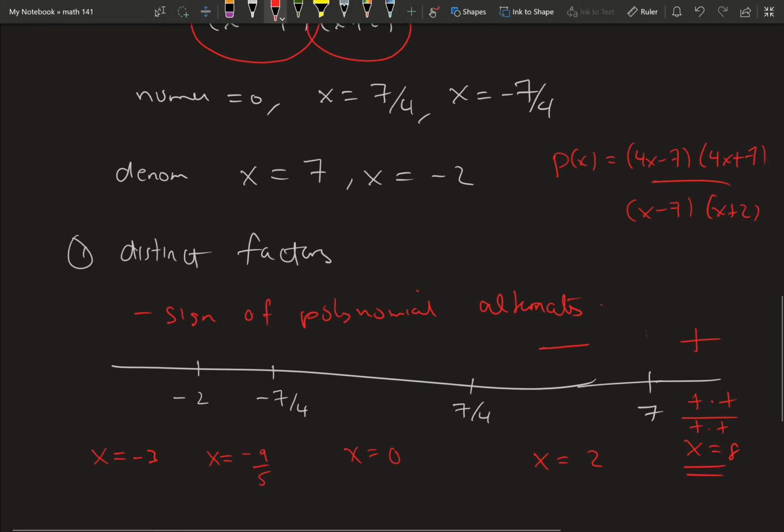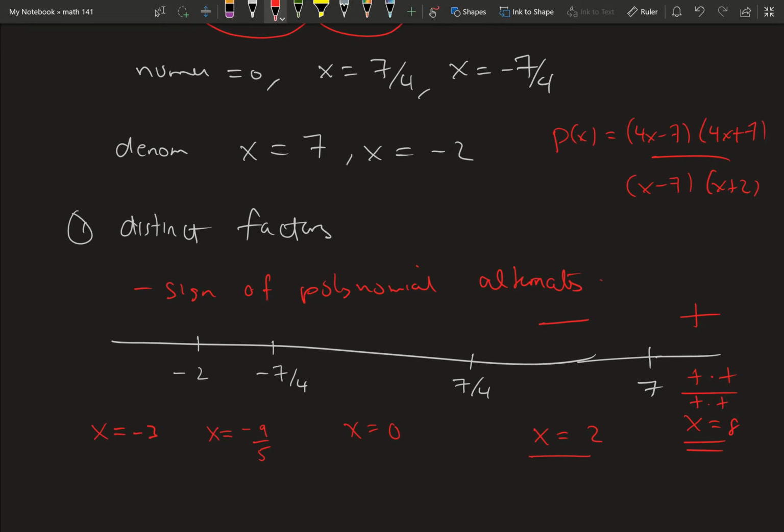Let's just check that. If we plug in 2, what do we get? We get 8 minus 7, which is 1. 4 times 2 is 8, plus 7 is 15. 2 minus 7 is minus 5. 2 plus 2 is 4. So notice this is a negative number overall, and that corresponds exactly. And since we just have distinct linear factors, we just alternate signs. And again, you could check this if you'd like to.